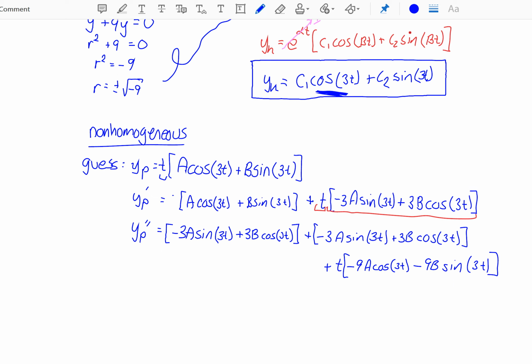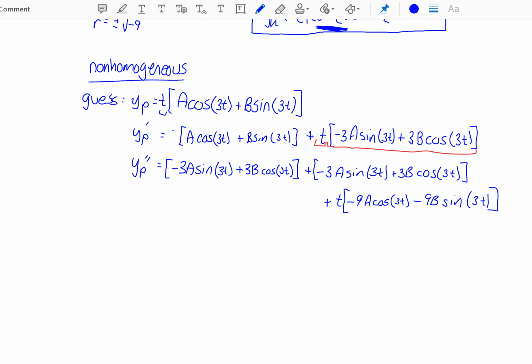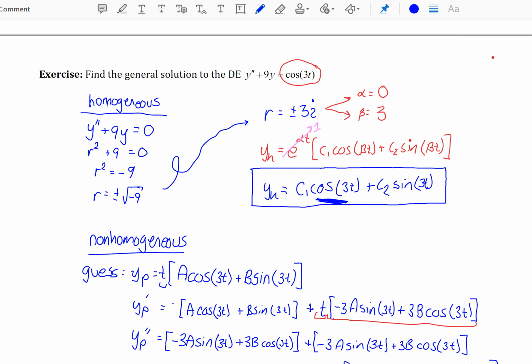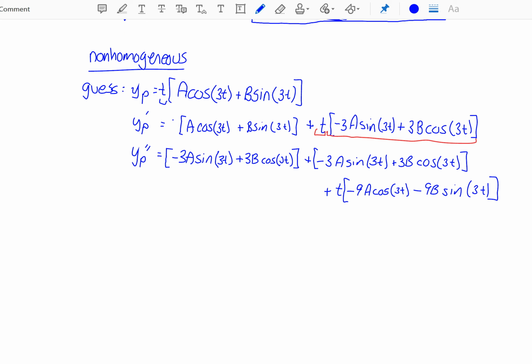And maybe we might want to even try and regroup some of these together when we evaluate them in the DE. So now that we have y double prime and y prime and yp, let's substitute these into our differential equation. So it'll be y double prime, and I'm going to regroup these together when I do it. Y double prime plus 9y equals cosine 3t is what we're looking at.